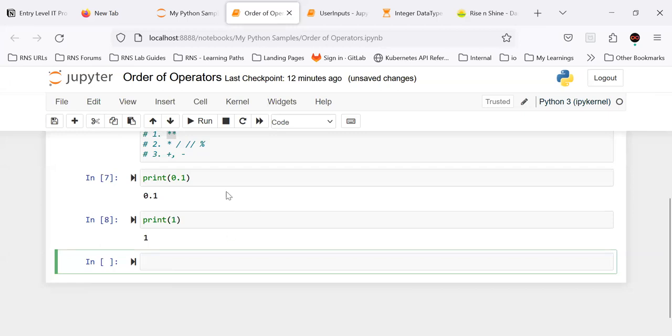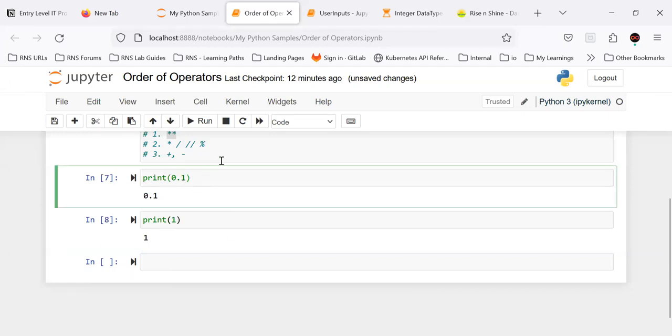But now you will see there is a magic. Let me go ahead here. Suppose I'm going to use float, and I'm going to add 0.1 plus 0.1. Now, what output are we expecting?